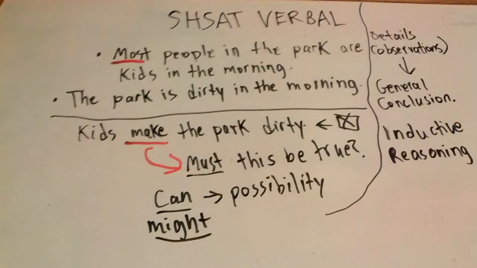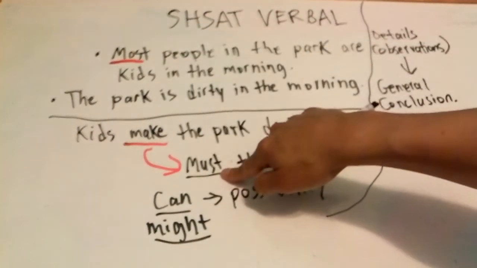You cannot say that the kids make the park dirty unless you witnessed it over and over again. You can't say that the kids make the park dirty if all you observed was that most of the people in the park were kids, because there were also adults, and they may be responsible for its dirtiness. Plus, you weren't there the night before. Might have been dirty too. And so it is impossible to jump from the most to the must.